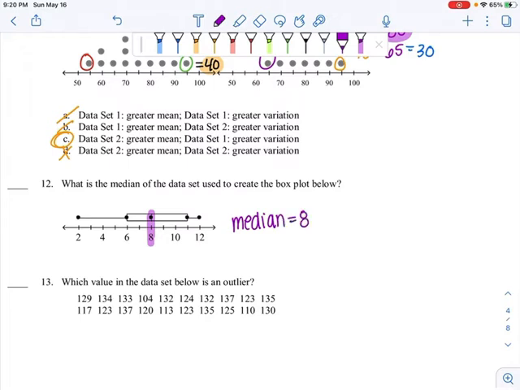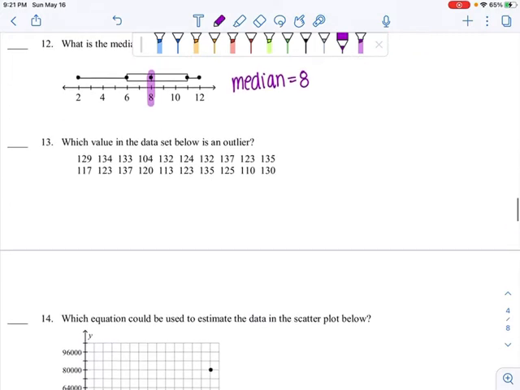13, which value in the data set below is an outlier? Remember, an outlier is kind of a number or point that doesn't really belong with the other data points. So if I take a look at this, 104 seems to be the farthest away from all of those numbers. Okay, so for 13, 104 is my outlier.